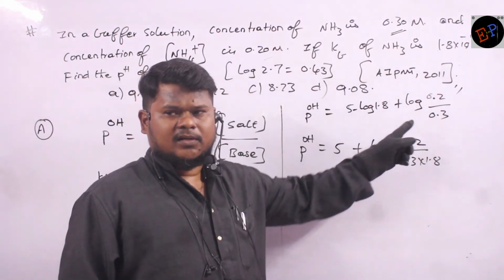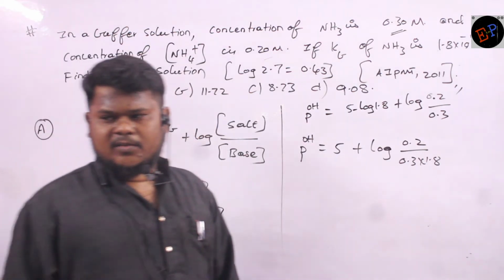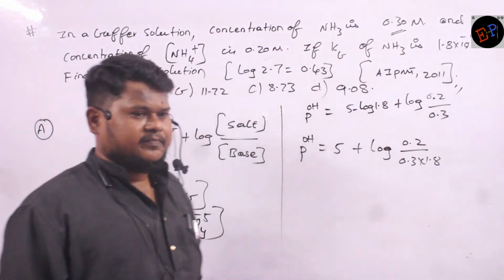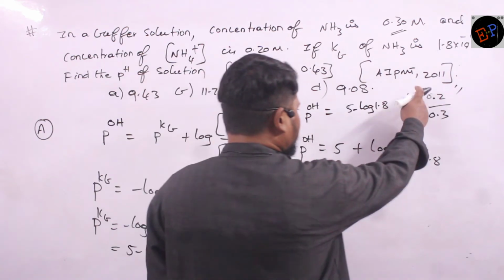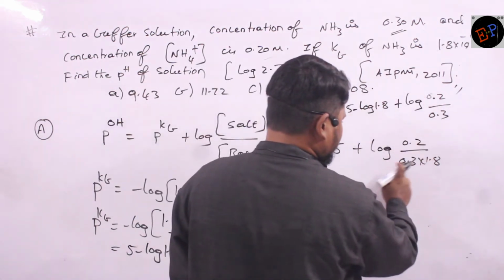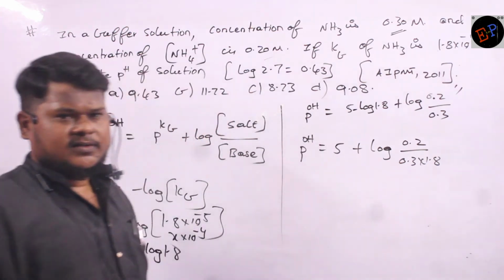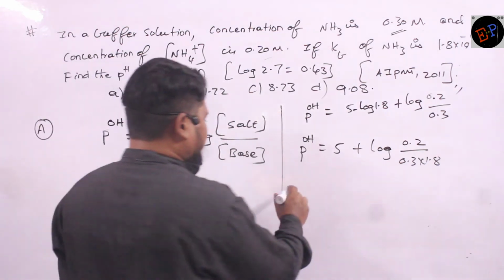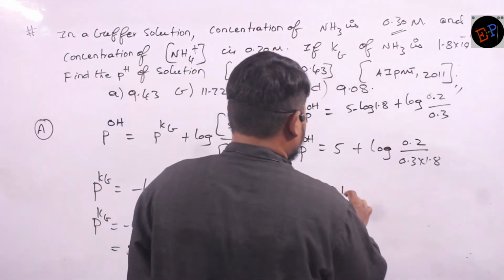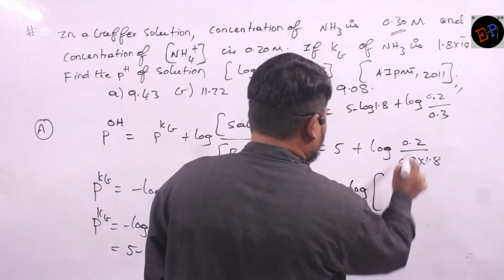How can you write in a single logarithm? Log A minus log B is log A by B. So by using that method we are writing. Are you able to understand? So log of 0.2 by 0.3 into 1.8, I can write like this also. So pOH, how can I write? It is equal to 5 plus log 2 by 3.